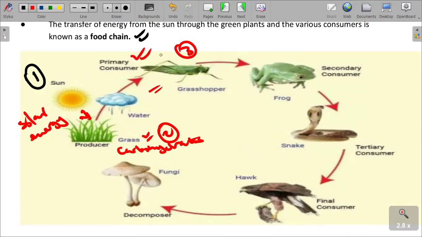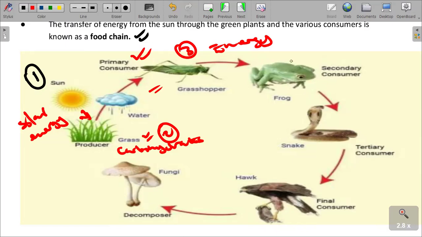Our primary consumer, which is a grasshopper, is a primary consumer because it feeds on the producer, which is the grass. So the primary consumer passes the energy. This is energy being transferred. Energy is transferred to the secondary consumer, which is a frog. So this is a secondary consumer.